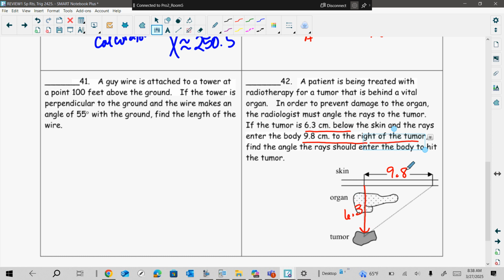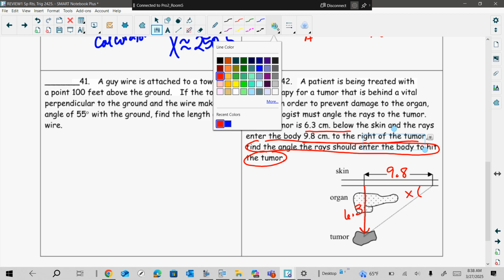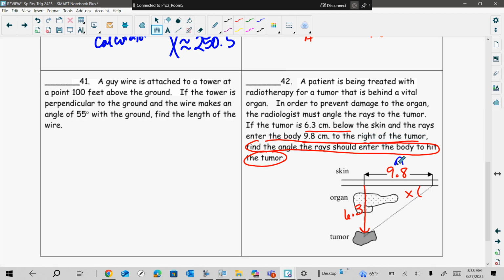All right. So now they want us to find the angle right here. Find the angle the ray must enter the body. All right. So that's this angle here. And if I label the sides, we have 9.8 is the adjacent. This is the opposite, the 6.3. So for opposite over adjacent, very good. X equals tan inverse of our opposite, the 6.3 over 9.8.